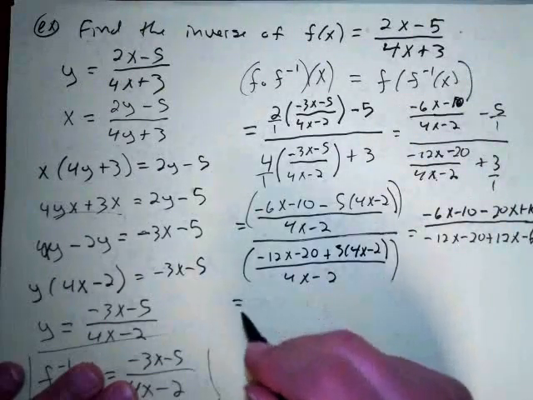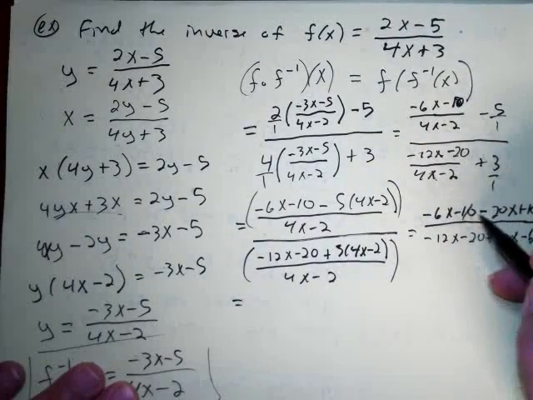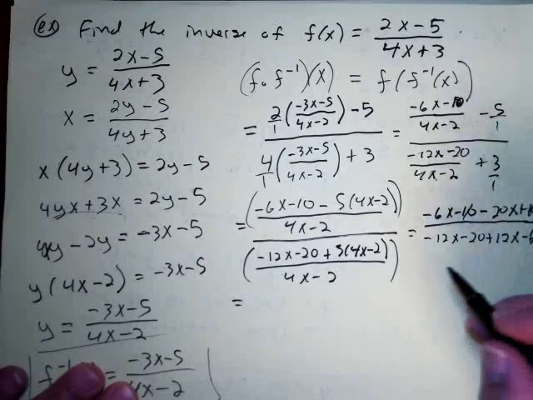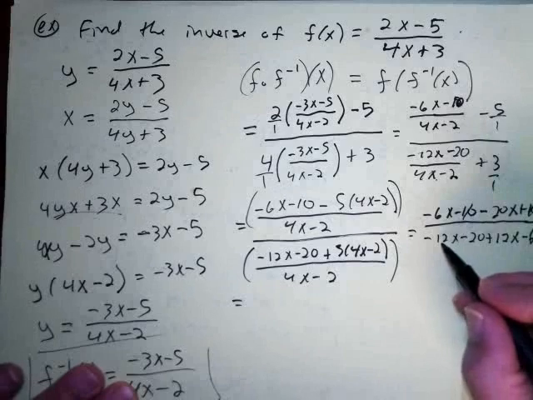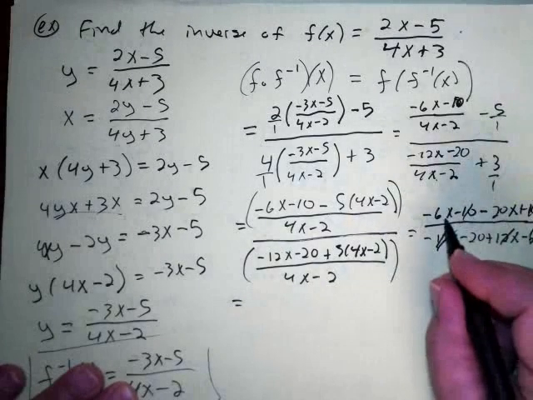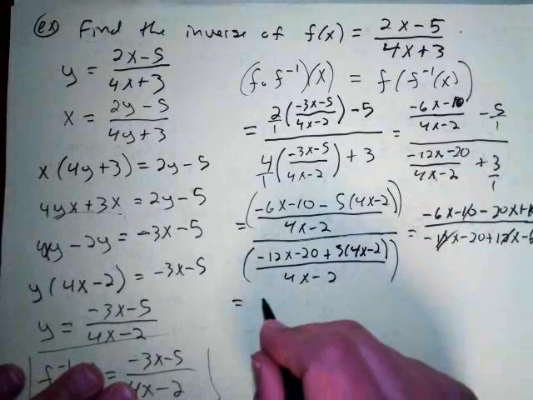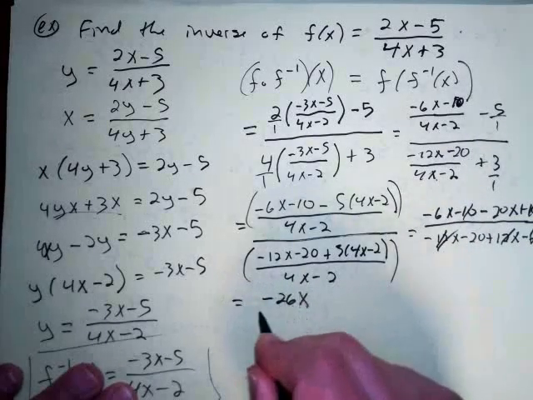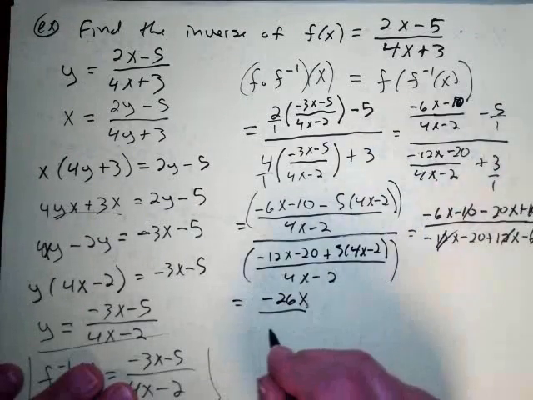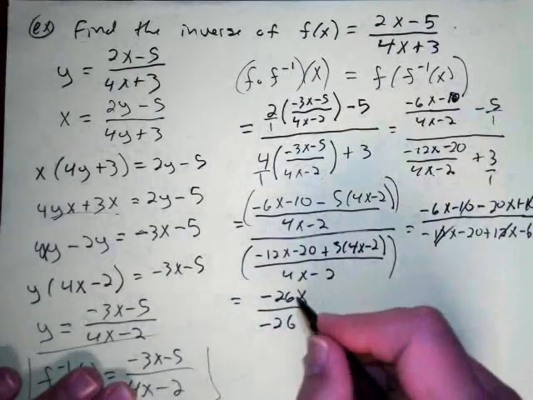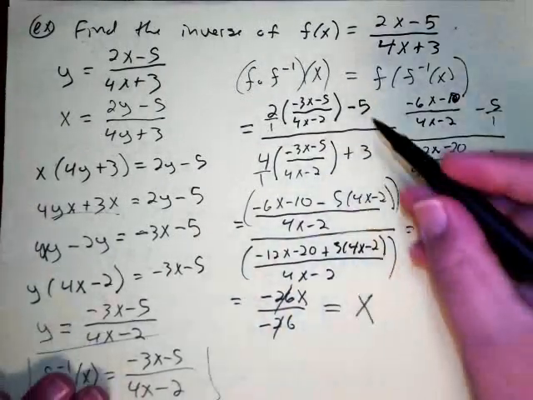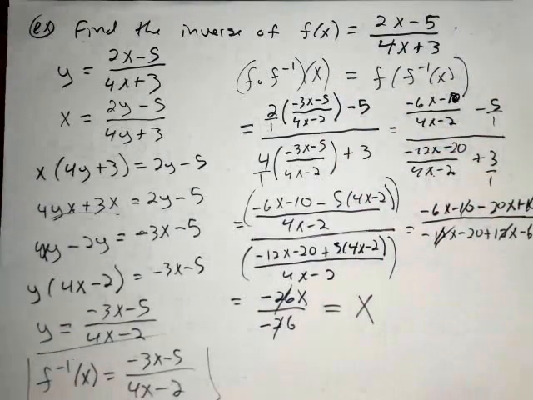Now, these 10s cancel out, right? And this 12x cancels out, the 12x's. And so what I'm left with: negative 6x minus 20x is negative 26x. And then negative 20 minus 6 is negative 26. And these cancel out, leaving me with just x. So indeed, you compose them and they cancel out.